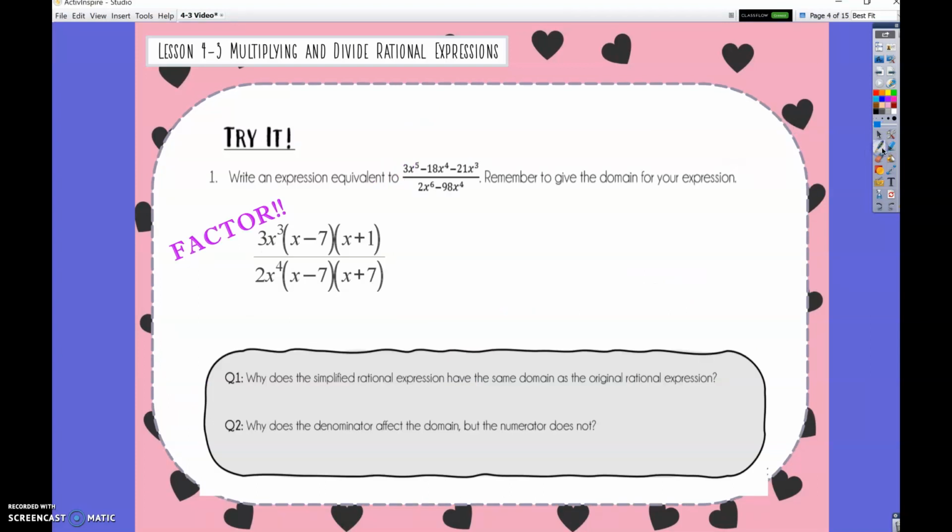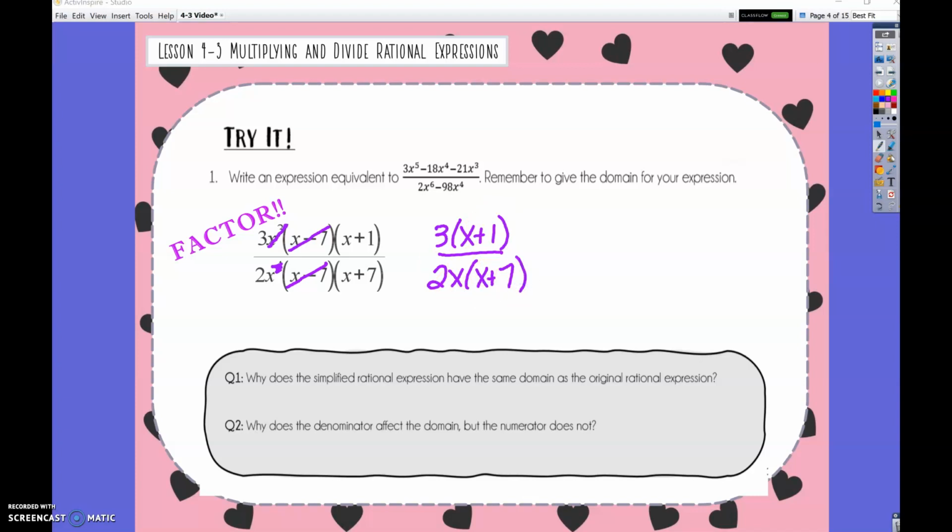Now, some of these examples and tryouts are going to go quite quickly because I've already factored them for you. But on this try it, notice how the x minus 7s will cancel. The 3 and the 2, you always want to check the coefficients, but they don't reduce at all. But here I have x times x times x, and here I have it 4, if you will, x's. So 3 of them will go away, just leaving 1. So my final answer would be 3 times x plus 1 over 2x times x plus 7.